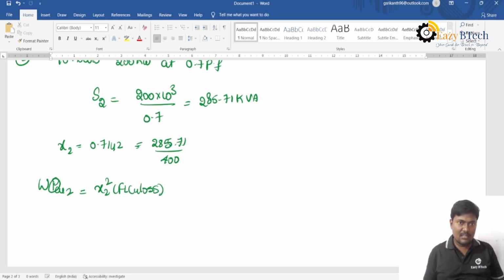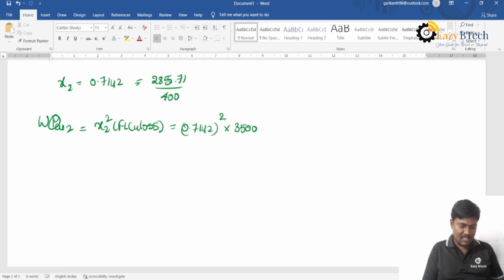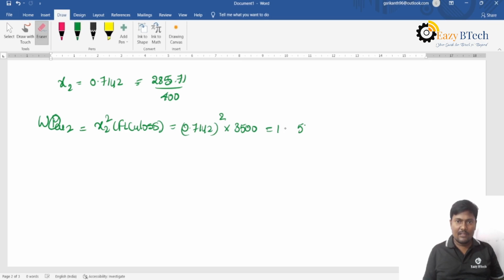So square into full load copper loss, which is 3500. 0.7142 whole square into 3500. Then I got it as 17.85, remains 1785.7, that means 1.785 kilowatts. This is for 10 hours.